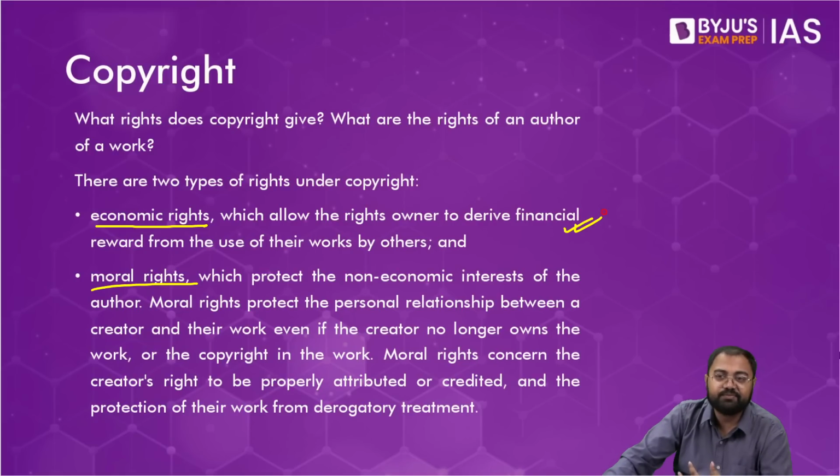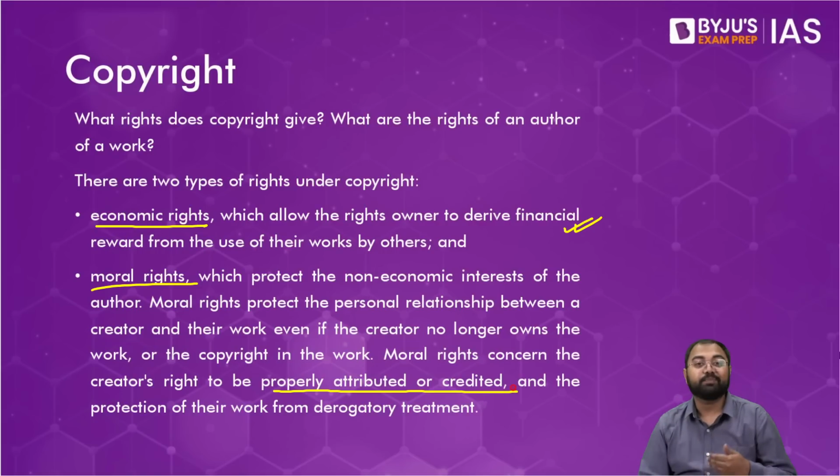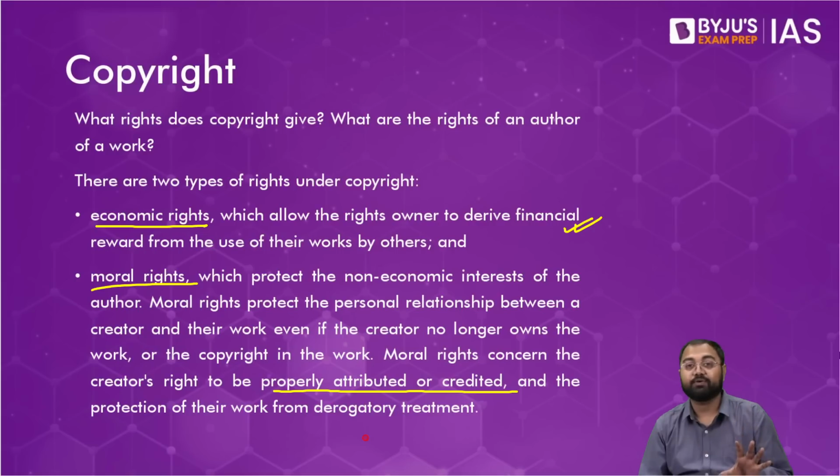So for example, for a book that I've written, all the revenue that I get from the book will be called the economic right, whereas moral right is more about the acknowledgement of the work. These are the rights of the creator to properly be attributed or credited for the work that they have done. So it's not directly related to the money that they'll get, but it is about the acknowledgement of the work that they have done. So that's why these are called moral rights. So these are the two types of rights that we have as a part of copyrights.